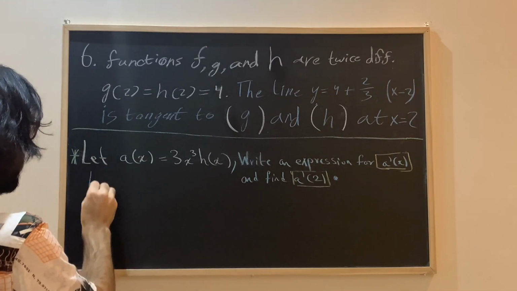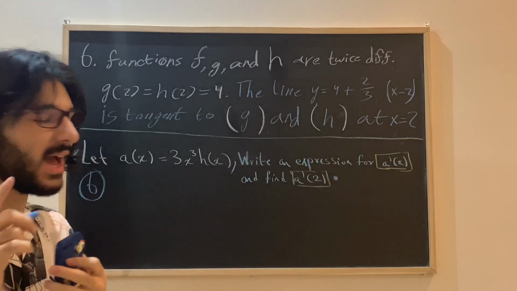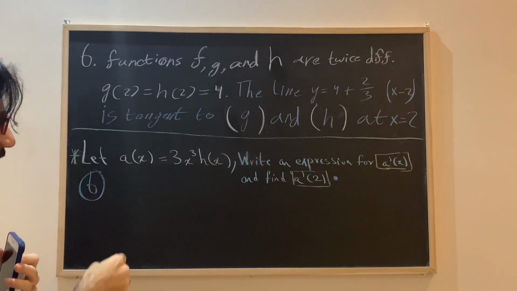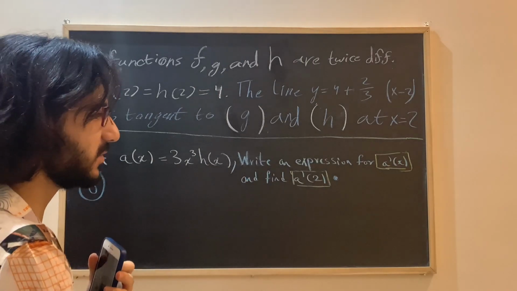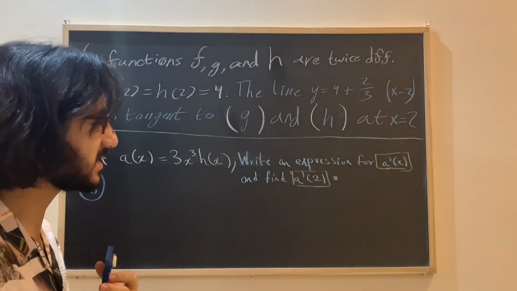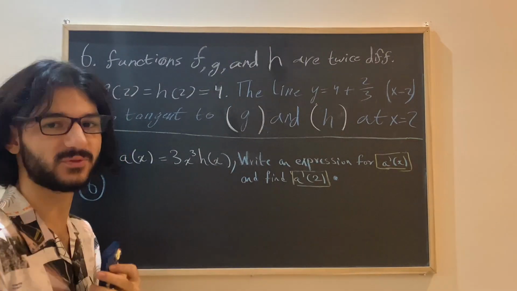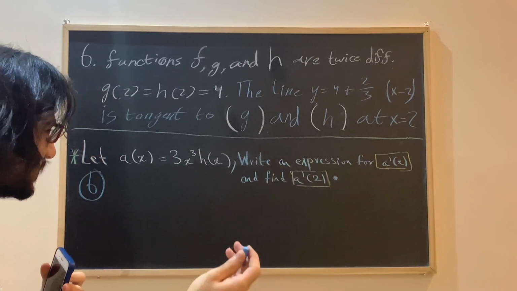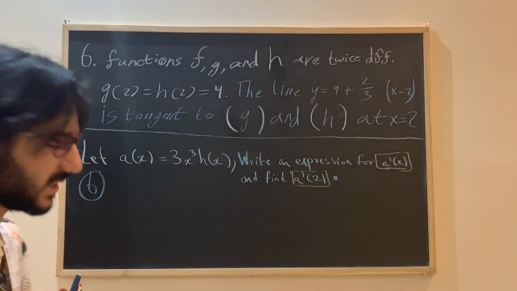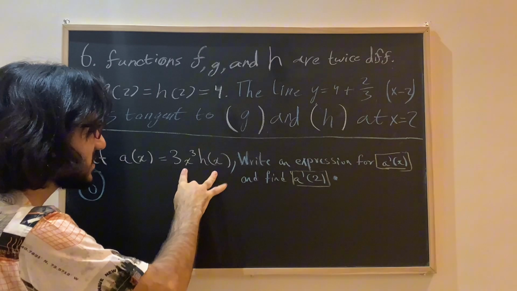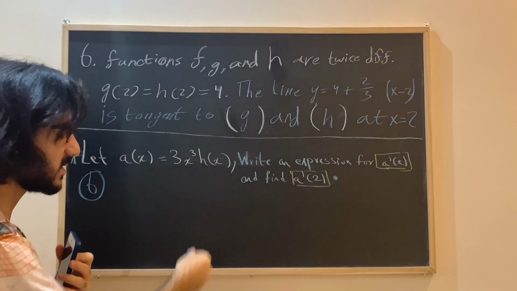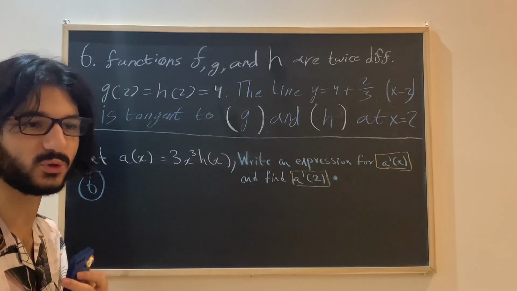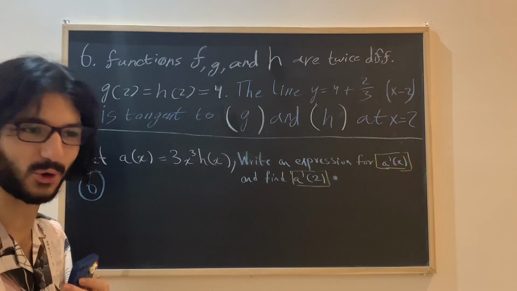Question B. Let a(x) equal 3x cubed times h(x). Write an expression for a prime of x and find a prime of 2. This might seem like a hard question, but honestly, it's not. As you can see, this is a product, so we use the product rule. Of course, you should know the product rule by now. If you don't, then why are you watching this video? Go learn it.